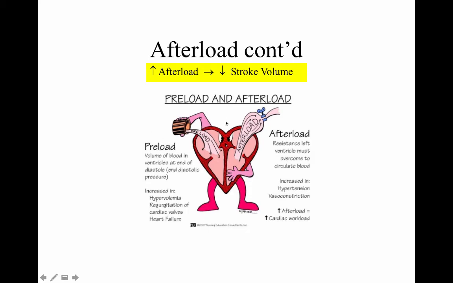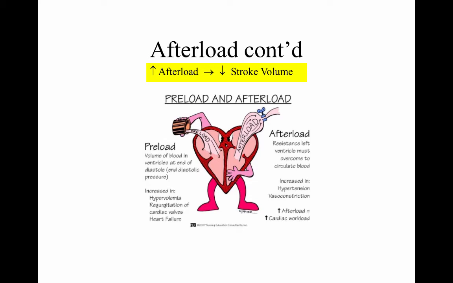So before we get to afterload, we take a look at preload, of course, and preload is the volume of blood in the ventricles at the end of diastole, or the end diastolic pressure. This preload pressure can increase in hypervolemia, or more fluid in the blood. If we have sodium, potassium imbalances, issues with the kidneys, other problems, we can see hypervolemia or high volume.